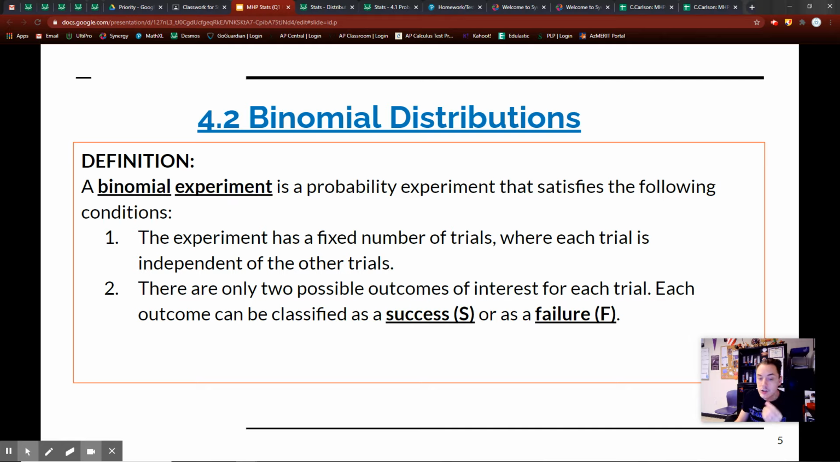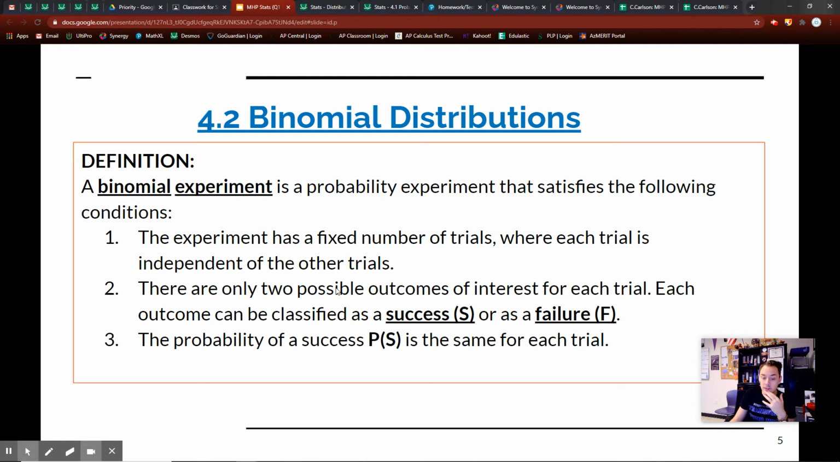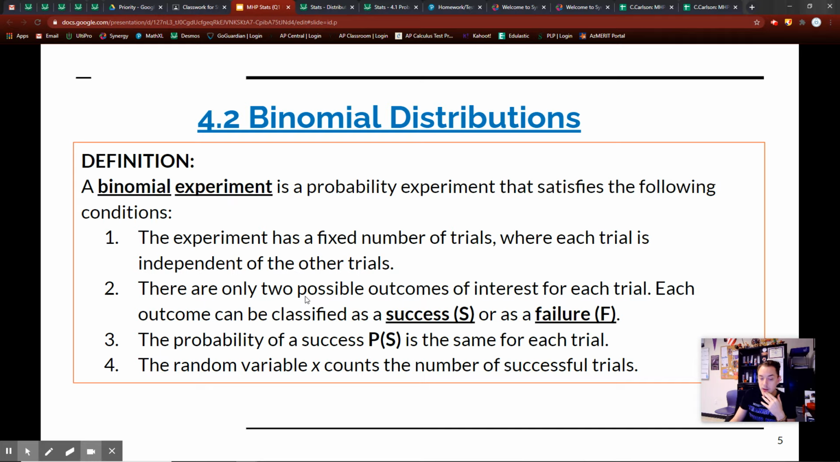There are only two possible outcomes of interest for each trial. Each outcome can be classified as success, or S, or failure. Okay? And then the probability of success, the probability S, is the same for each trial. So the random variable X counts the number of successful trials.